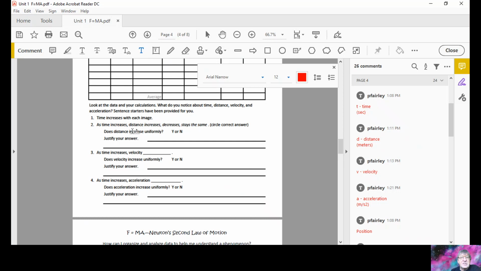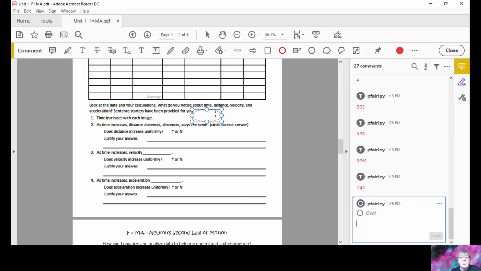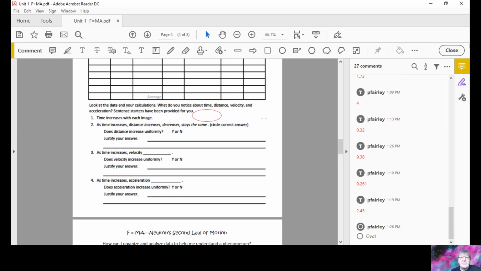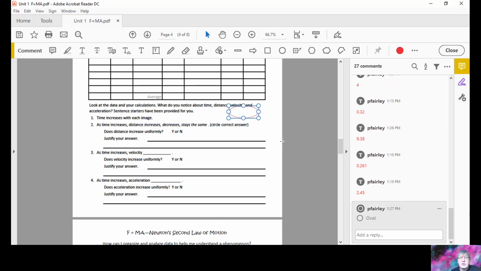We know that's true. Now, this is what you're going to do for yourself. As time increases, distance, and then you're going to circle which one of these you think would be the best. Again, you can use your circle tool up here to make a circle, and then you can drag it to where you want it to be. I think it's easiest to drag it if you click away from it and then come back to it, right? Circle decreases, circle stays the same, circle increases, whichever one you think is true.